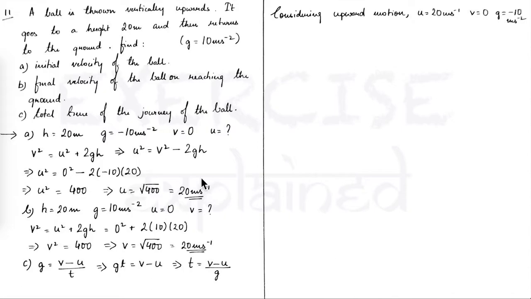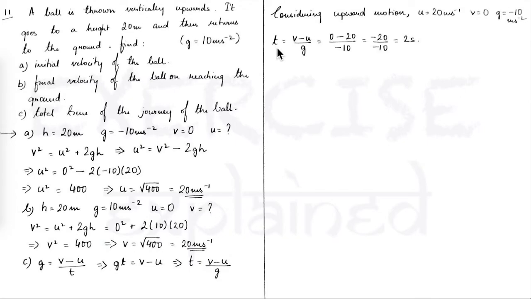We just found it out in part A of the question. Final velocity is 0 and acceleration due to gravity when it is going up is minus 10 meter per second square. Now we use t is equal to v minus u divided by g. So v is 0 as you can see here, minus u is 20, divided by g is minus 10. So we get minus 20 divided by minus 10, which happens to be 2 seconds.